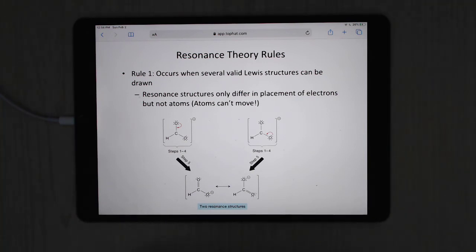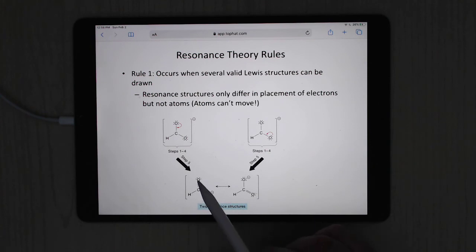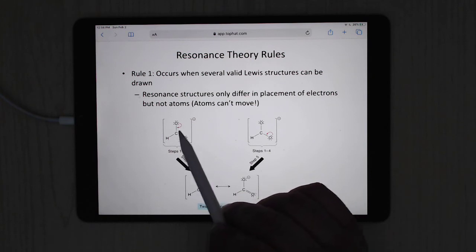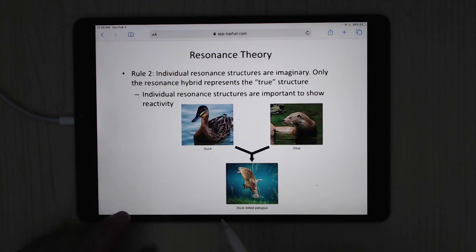And this occurs when there are several valid Lewis structures that can be drawn simultaneously. So for here, you can have the double bond on this carbon and oxygen bond, or this carbon and oxygen bond. There's no reason why you can't have this one or that one. And so it's actually going to be a mixture of the two. It's going to be the average of these two, okay?